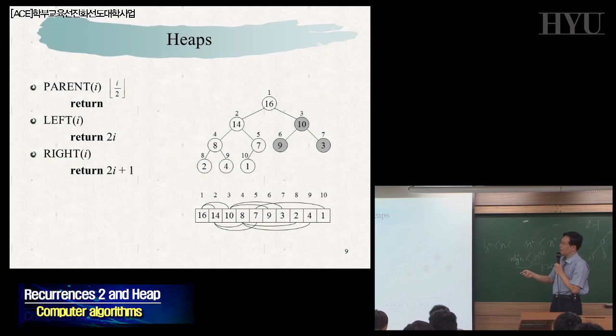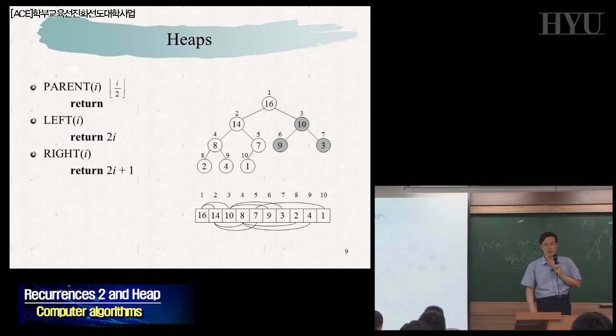Moreover, we can find the parent in constant time like this. I divided by 2, the floor of this. If i is even like this, its parent is obtained by just dividing it by 2. But if it is not even, we divide 7 by 2, then we get 3.5, and we take the floor of it, which is 3. So we can get this.